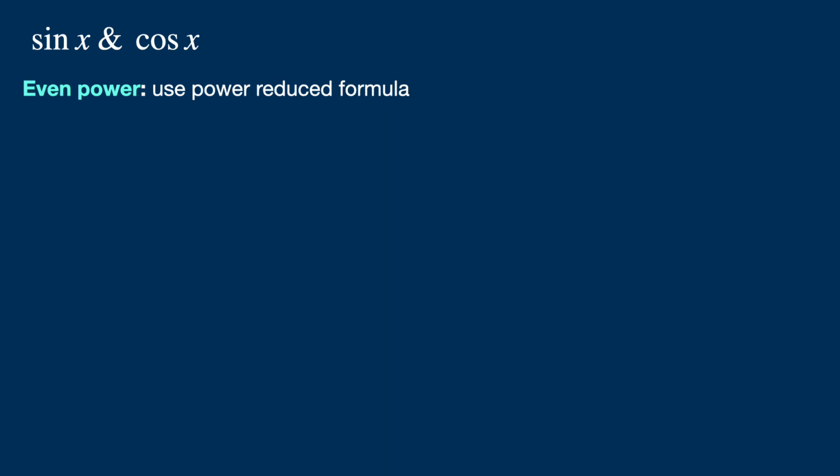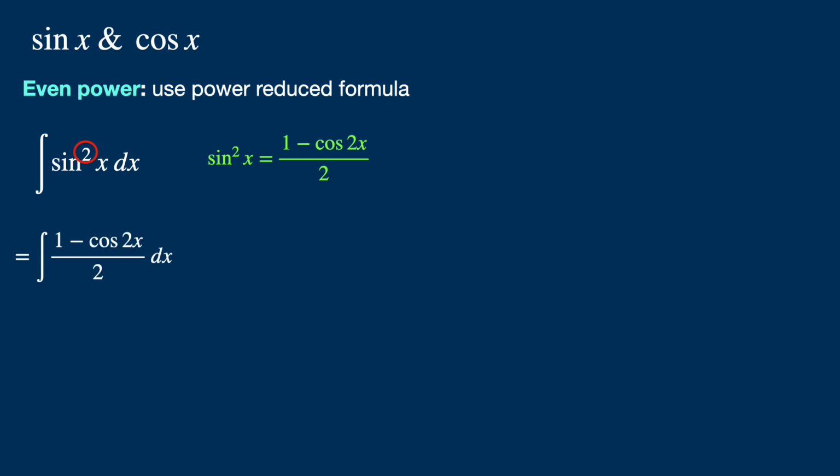Now, the power is even. What are you going to do? We're going to use the power reduction formula right here. So the power is even, guys. Power is even, so you use the power reduction formula: sine squared x equals 1 minus cosine 2x over 2. That's what we're going to use. Then you plug it back into the integral. You have the integral of 1 minus cosine 2x over 2 dx.